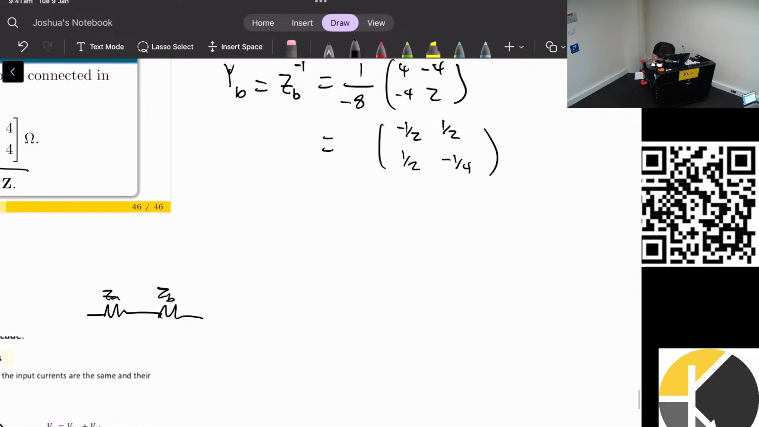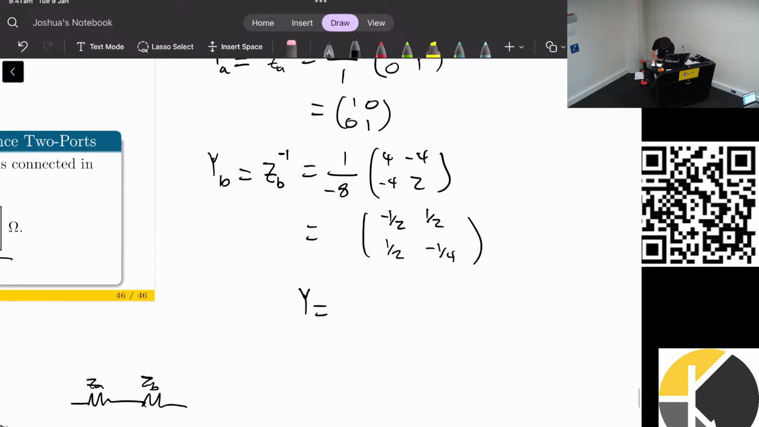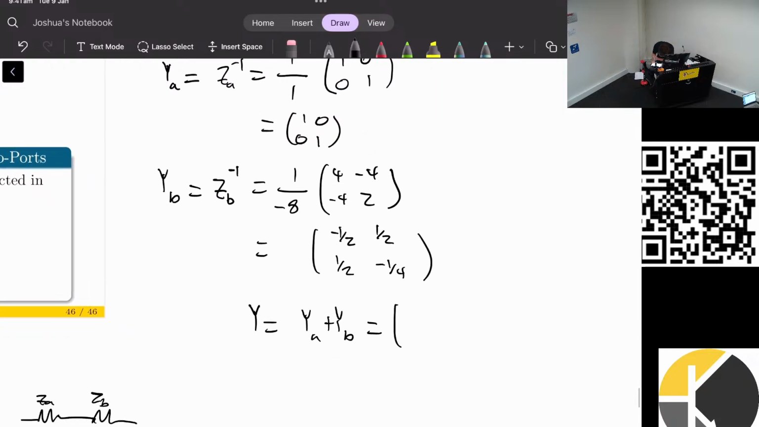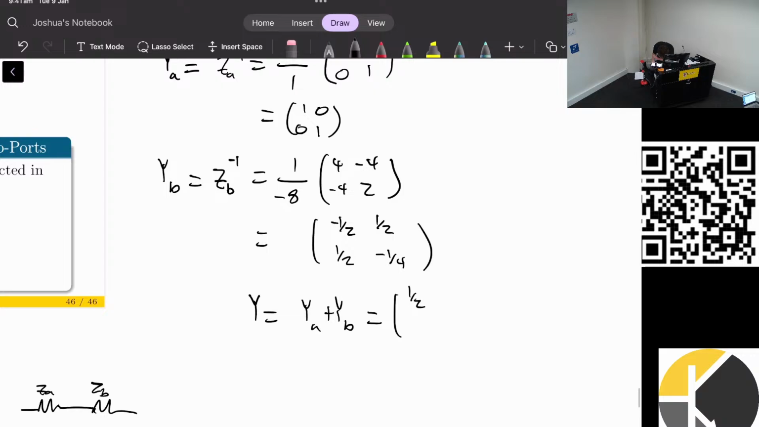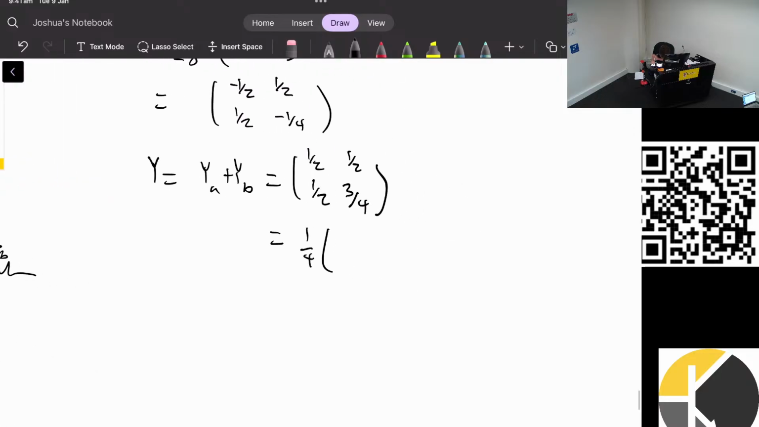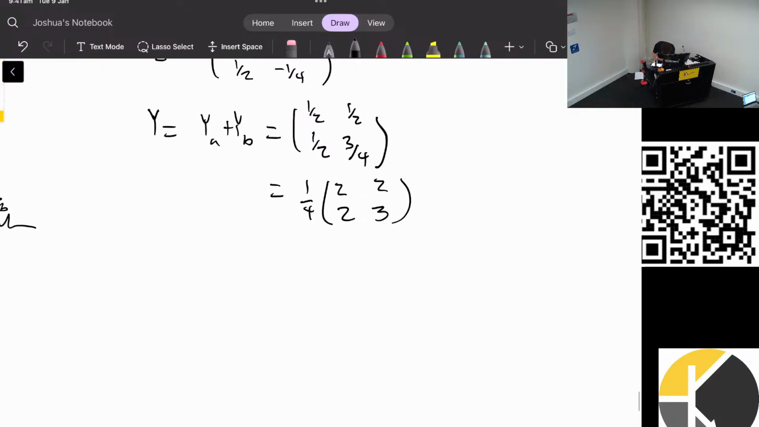Okay. Does anybody want to figure out how to find the combined parameters? Yep. So we'll just say YA plus YB. And that's going to be a half, a half, a half, and 3/4. I'm going to do something sneaky here, and I'm going to take out a quarter to make my maths nicer. Okay, there's one last step.